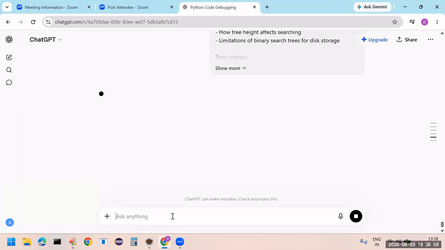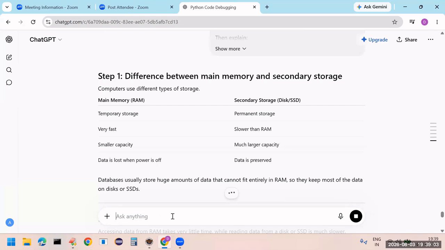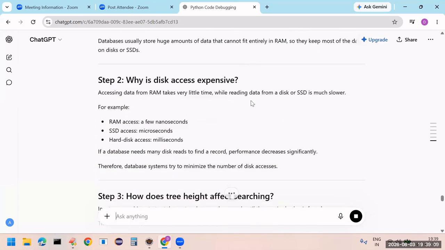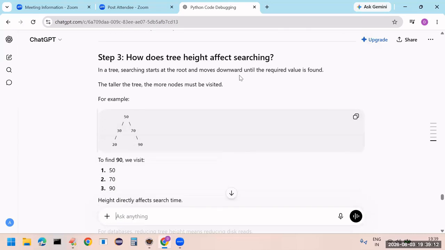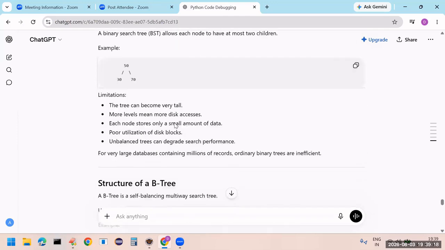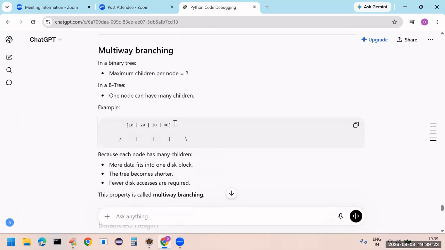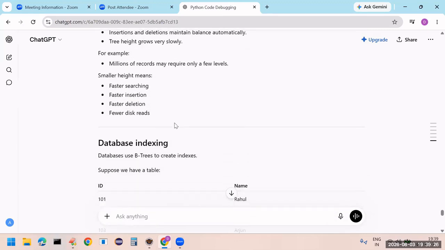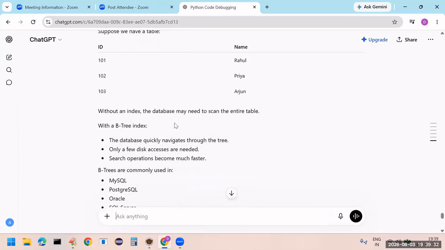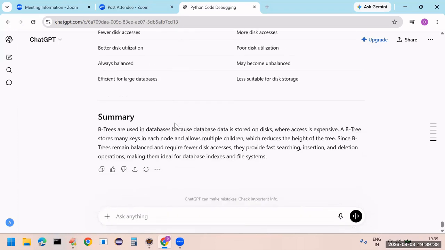Like that we are asking. Sir, why is it taking some time for this? Because it is going back. Difference between main memory and secondary. Why disk access is very expensive. How tree height is going to affect the search. Limitations of binary search tree for disk storage. Structure of B-tree. Multi-way branching. Balanced height. Database indexing. File system applications. Advantages. Summary.